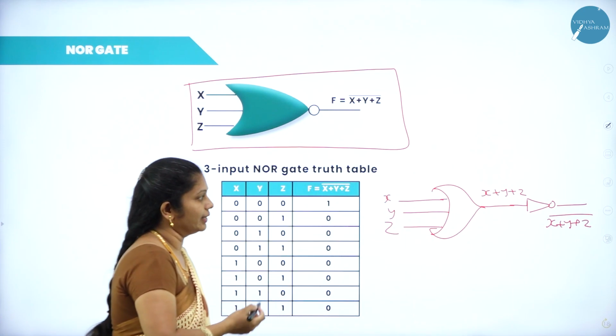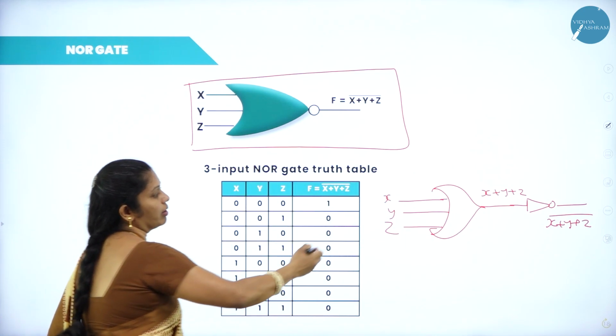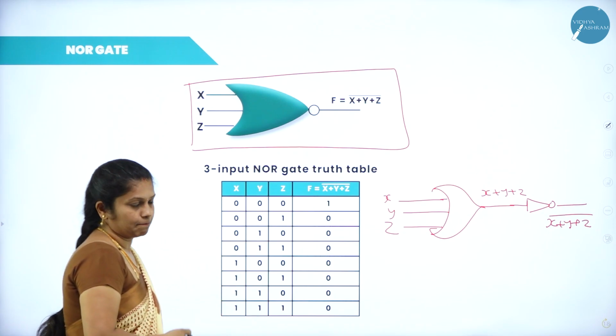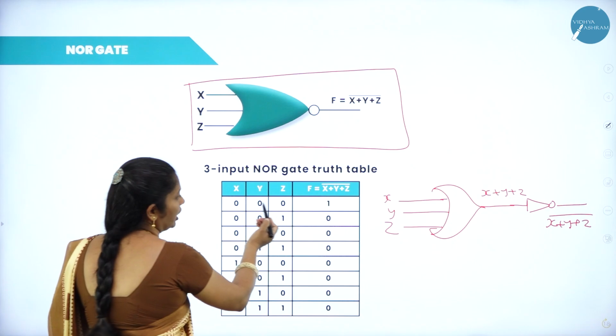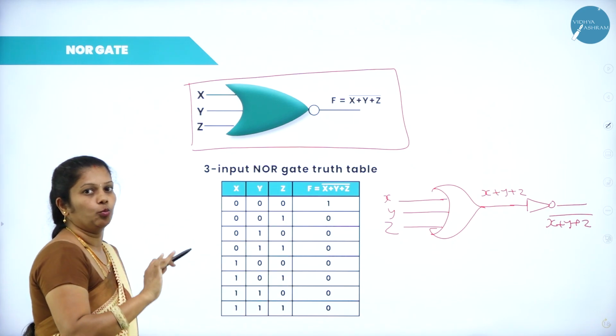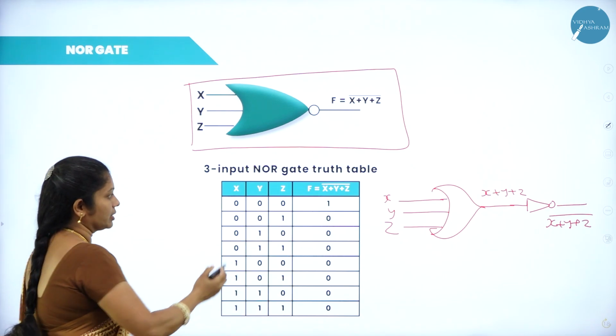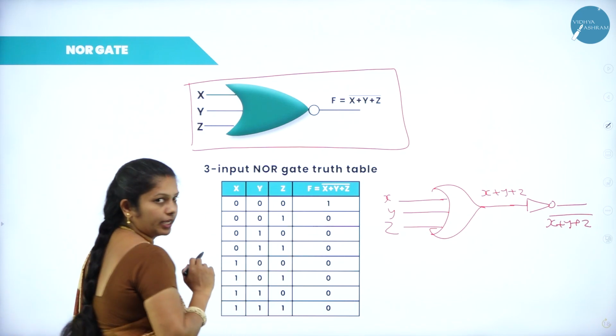Like this way also you can write. If you want, you can write like this way or this way. Then both are correct. And this is a truth table for NOR gate. See, when all the inputs are 0, then only the output becomes 1. Otherwise, it is 0. See, 0, 0, 0, that's why output becomes 1.